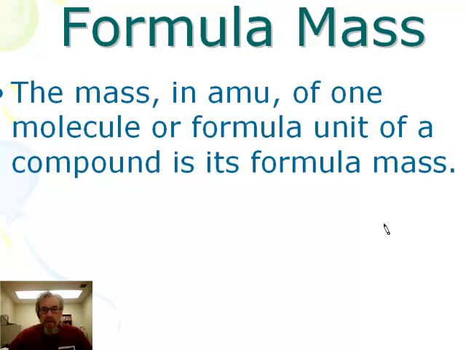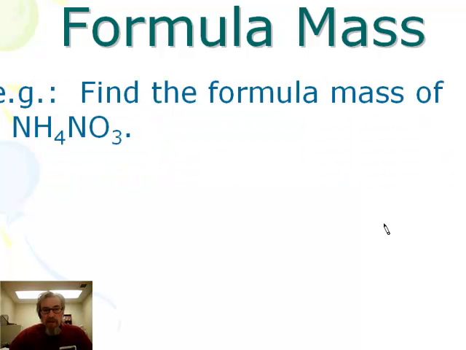Now, of course, most chemicals don't just exist as elements. They're part of a compound. So the mass in atomic mass units of one molecule, if it's a molecular compound, or one formula unit, if it's ionic, is called its formula mass. We can find formula mass by just adding up the atomic masses of all the atoms in the compound. For example, say we wanted to find the formula mass of ammonium nitrate, NH4NO3.